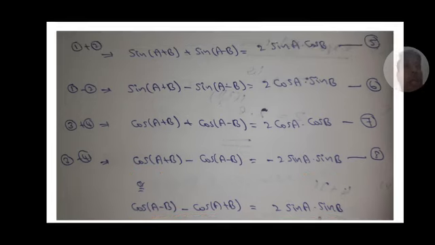These are the 4 formulas. Sin of A plus B plus sin of A minus B equals 2 sin A cos B. Sin of A plus B minus sin of A minus B equals 2 cos A sin B. Cos of A plus B plus cos of A minus B equals 2 cos A cos B. Cos of A plus B minus cos of A minus B equals minus 2 sin A sin B. These are the 4 formulas. This converts products into sums or differences.